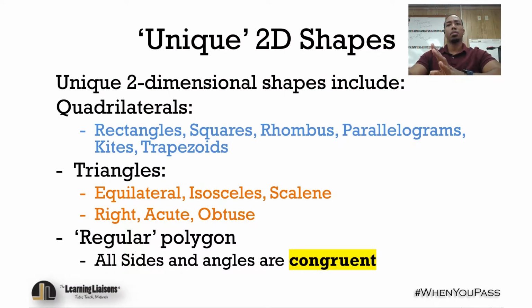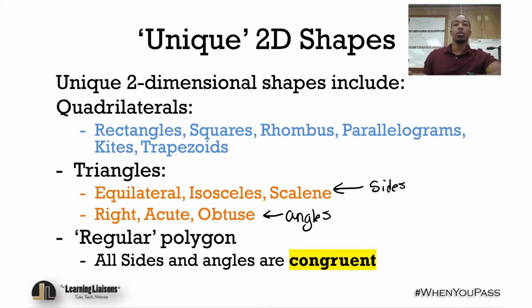So let's go ahead and talk about some unique 2D shapes before we continue though. Some unique two-dimensional shapes include, within quadrilaterals, rectangles, squares, rhombuses or rhombi, parallelograms, kites, and trapezoids. When it comes to triangles, we have equilateral triangles, isosceles triangles, scalene triangles, and right, acute, and obtuse. These names are based off of the angles, and the equilateral, isosceles, scalene, that is based on the sides.